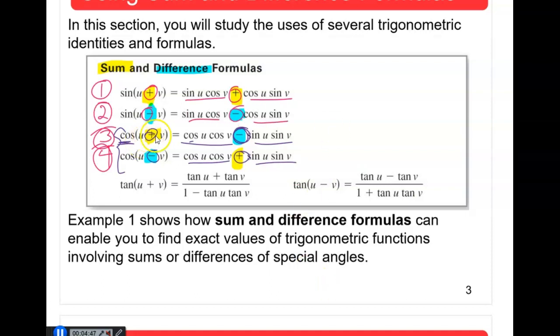Okay, so as you can see, the formulas are very close to each other, so that's why I was saying, having these formulas handy will make things a lot easier.